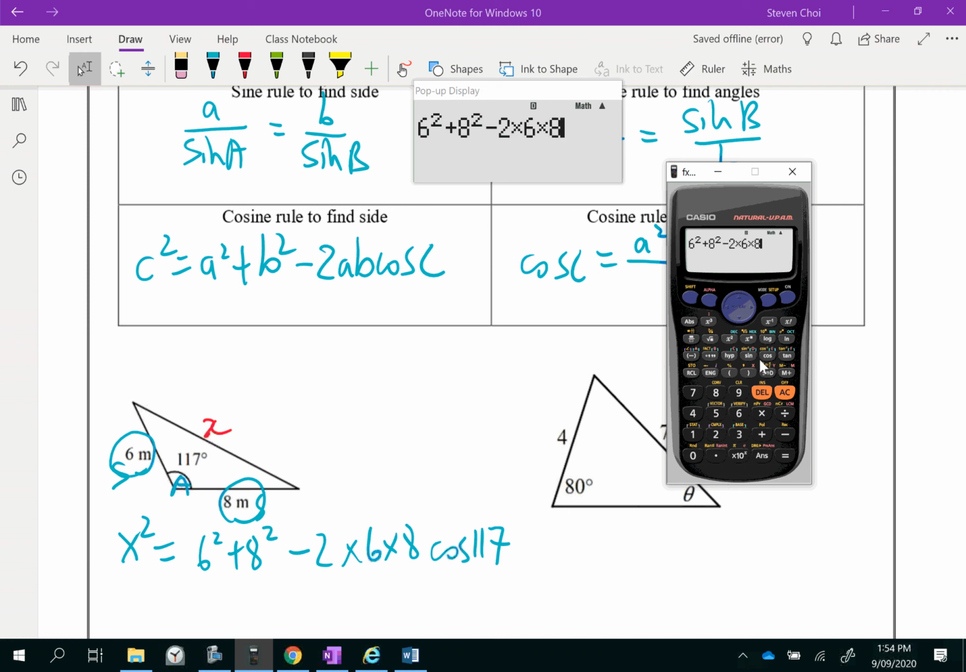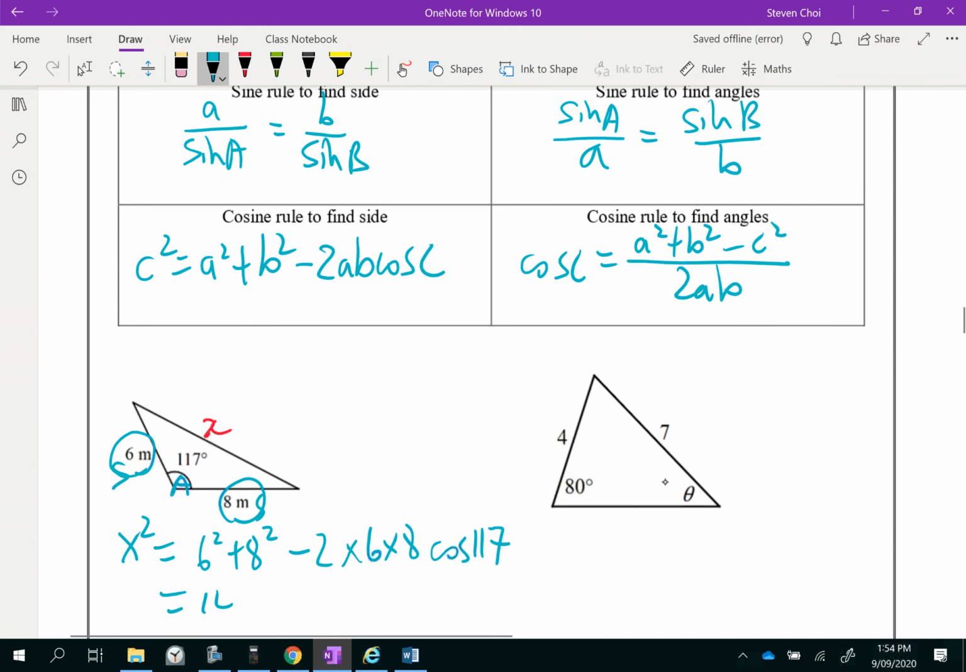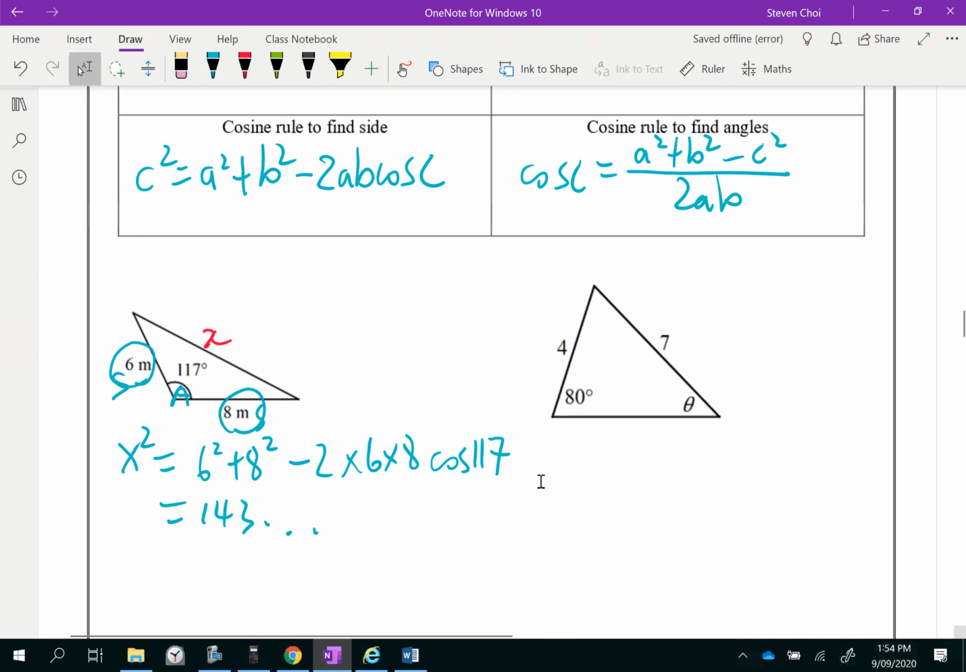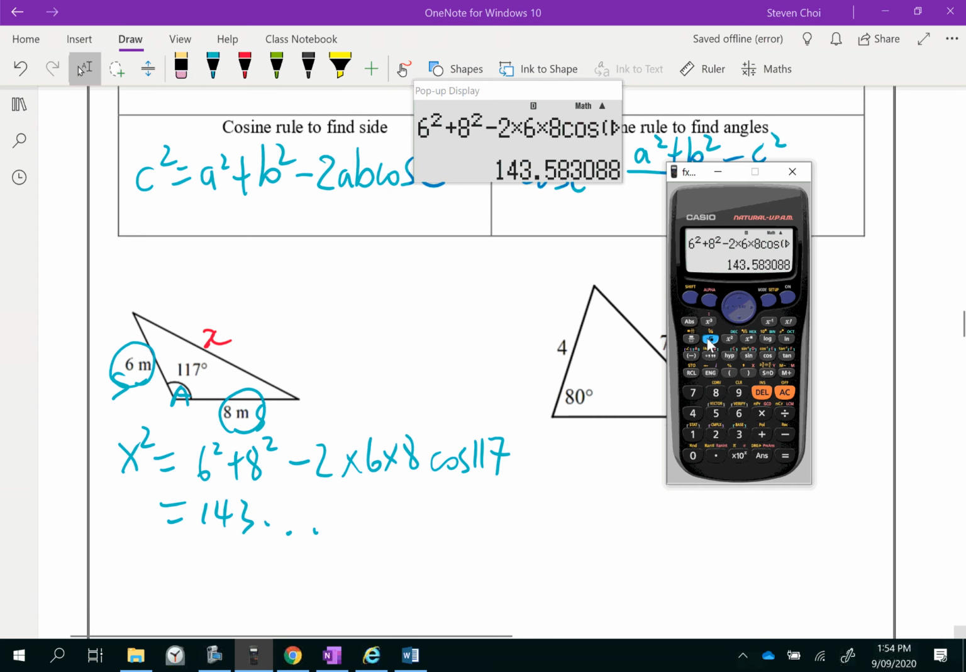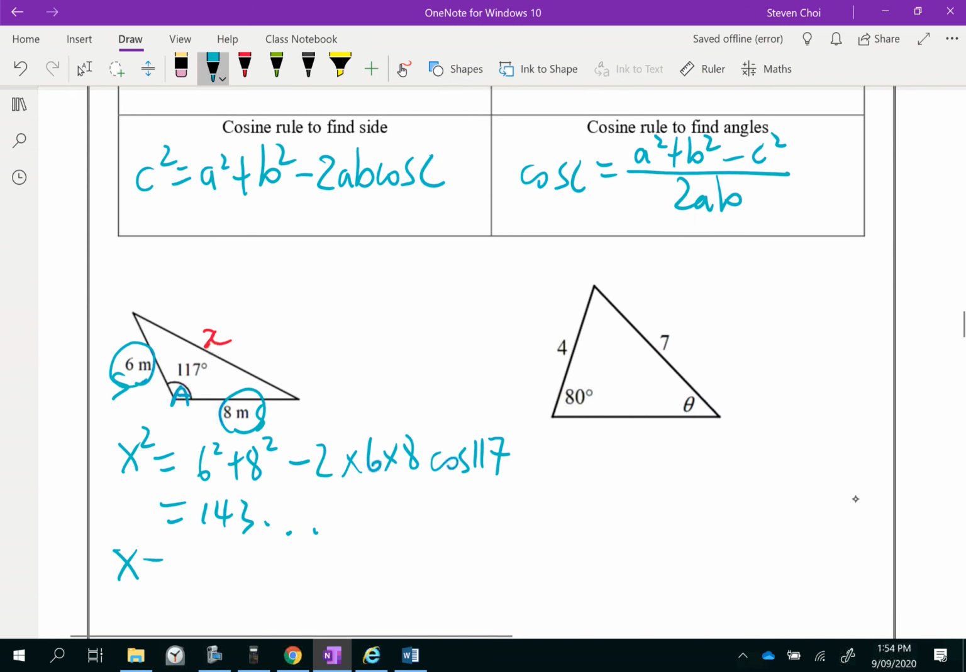Make sure it's in degree mode. 143, and then you square root your answer. So 11.98. All right, does that make sense?